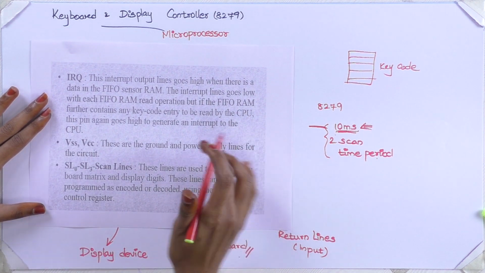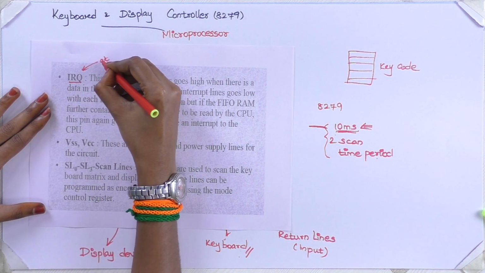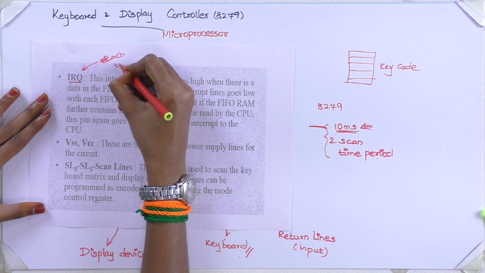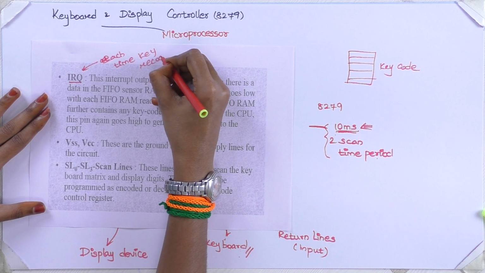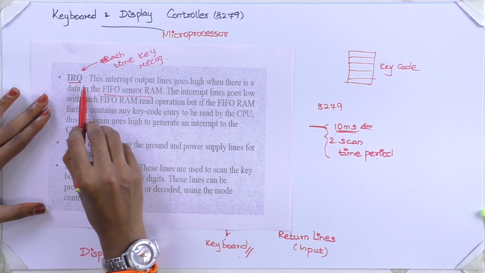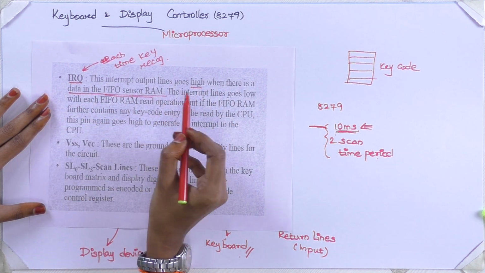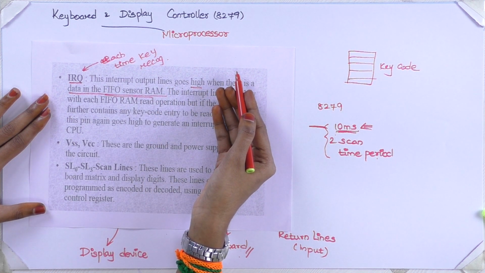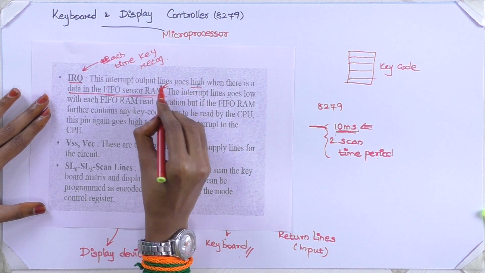I have already told you this IRQ will be set each time a key has been recognized. So this line goes high whenever there is data in the FIFO RAM. As I have already told you, once the key has been recognized, the data will be stored in RAM, so whenever data is stored, an interrupt will be generated. Now we will see the operating modes of 8279.